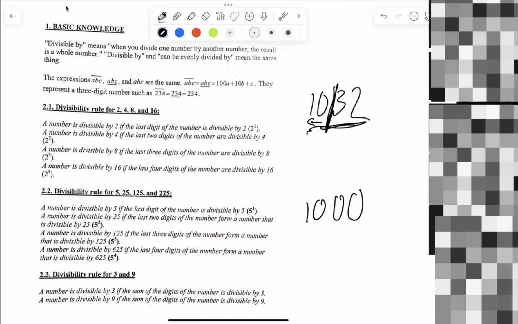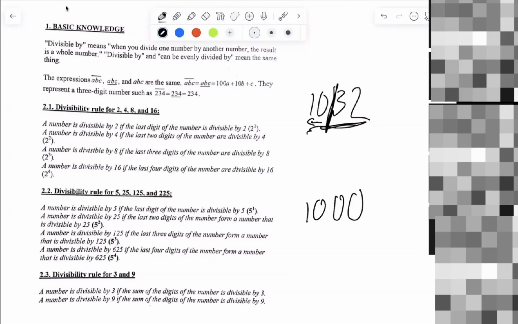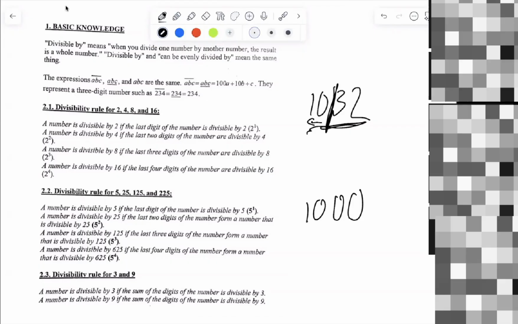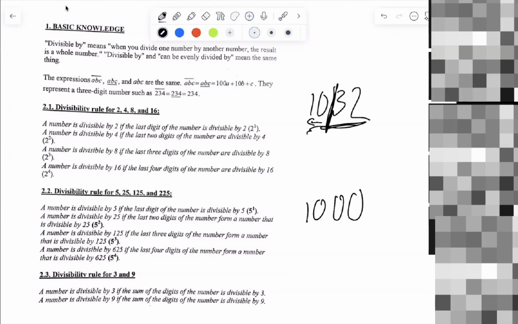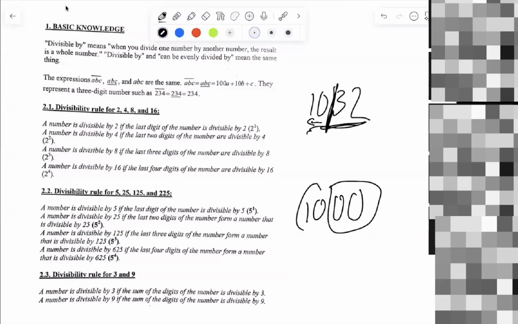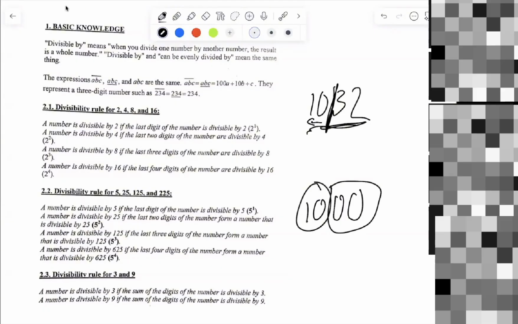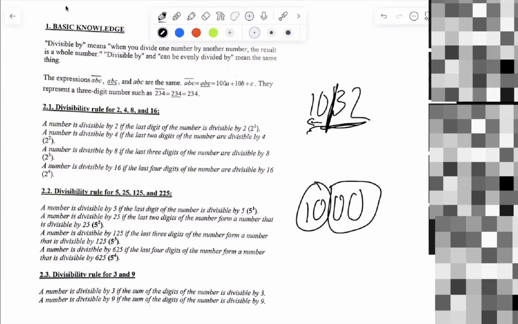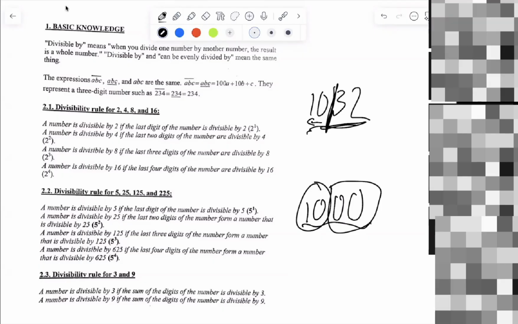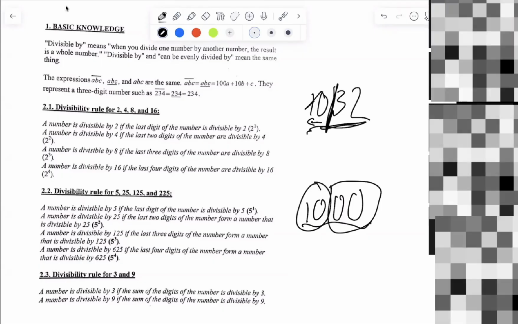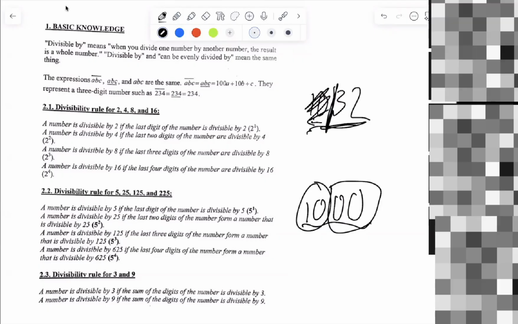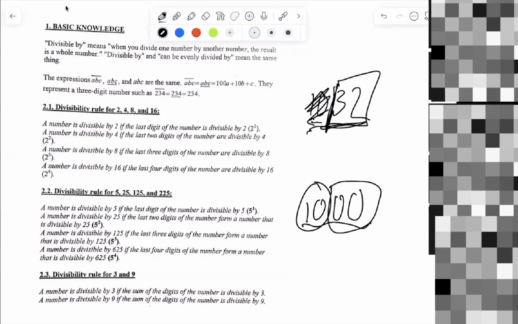Now, notice that 4 divides into 100, or 100 is divisible by 4. This is this part. Now we have 10 extra. This just tells you that this expression right here is divisible by 4. 1,000 is divisible by 4. So now all we have to do is ignore this part because we know it's divisible by 4 and look at the last two digits.